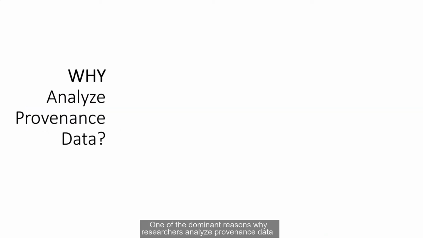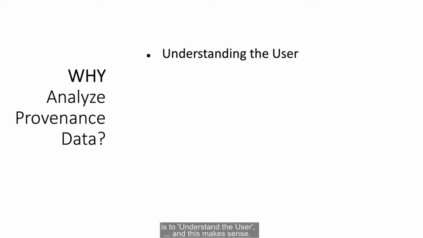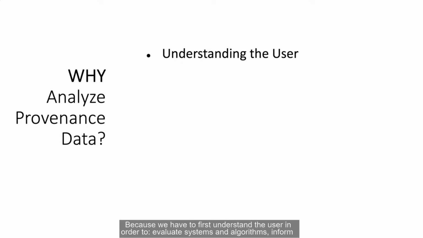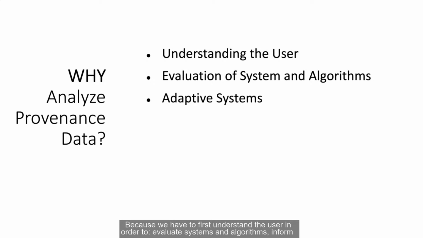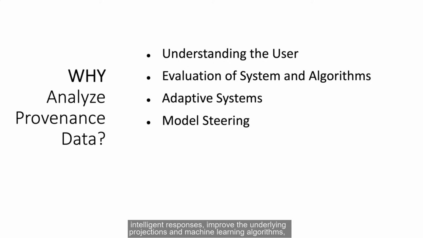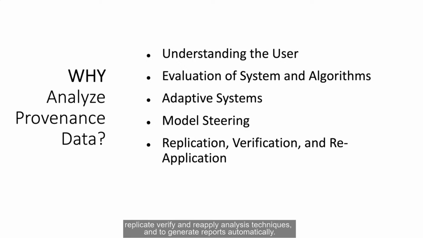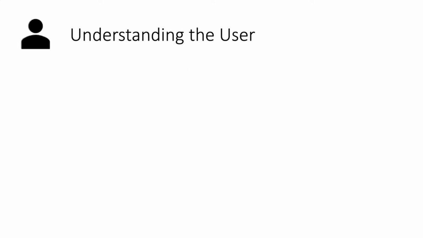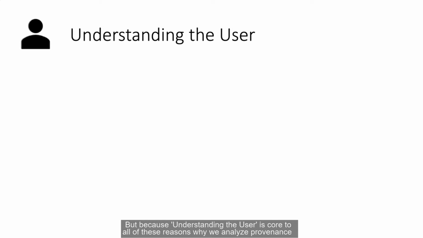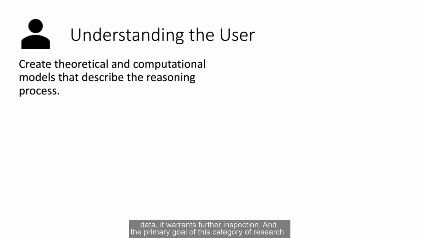One of the dominant reasons why researchers analyze provenance data is to understand the user. And this makes sense, because we have to first understand the user in order to evaluate systems and algorithms, inform intelligent responses, improve the underlying projections and machine learning algorithms, replicate, verify, and reapply analysis techniques, and to generate reports automatically. But because understanding the user is core to all of these reasons why we analyze provenance data, it warrants further inspection. And the primary goal of this category of research is to create theoretical and computational models that describe the reasoning process.